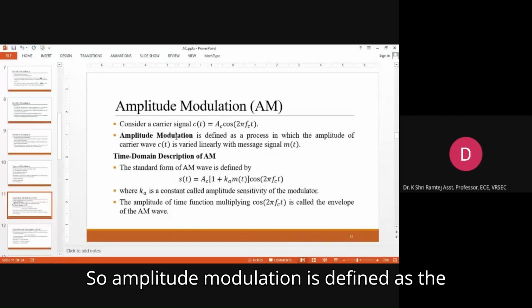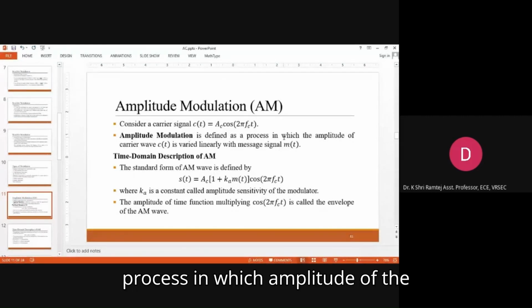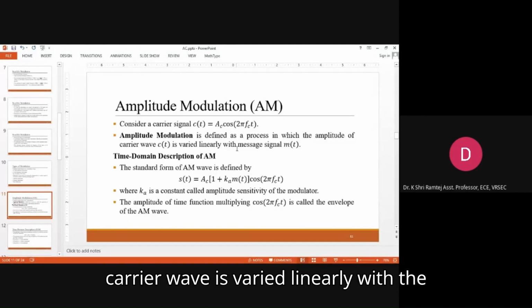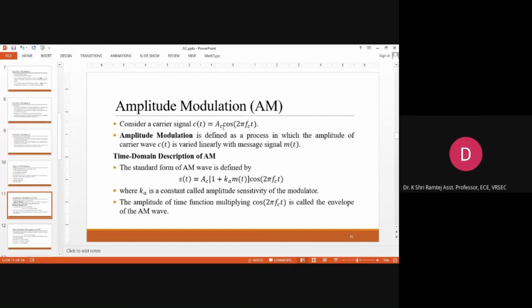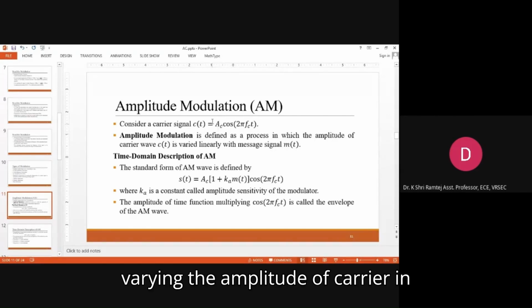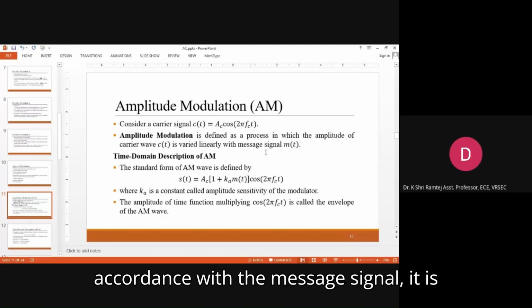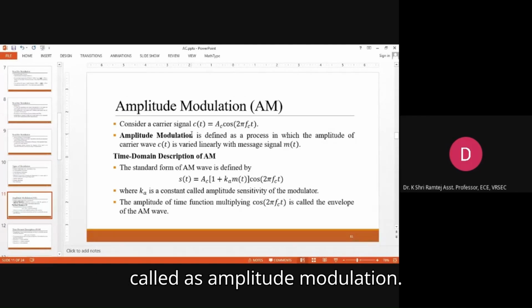So amplitude modulation is defined as the process in which the amplitude of the carrier wave is varied linearly with the message signal. So since we are varying the amplitude of the carrier in accordance with the message signal, it is called as amplitude modulation.